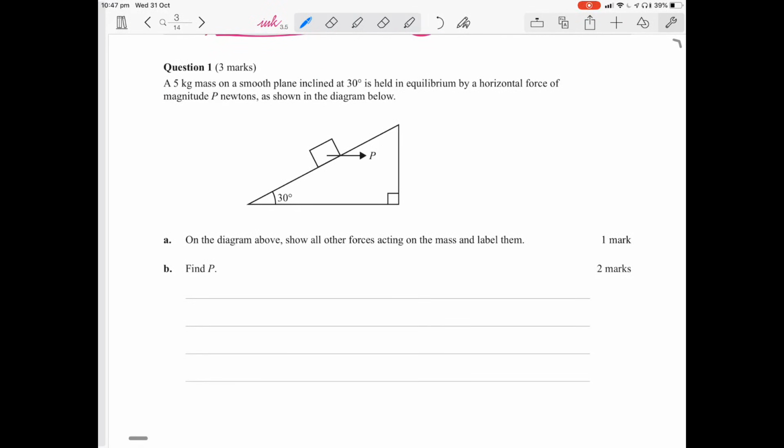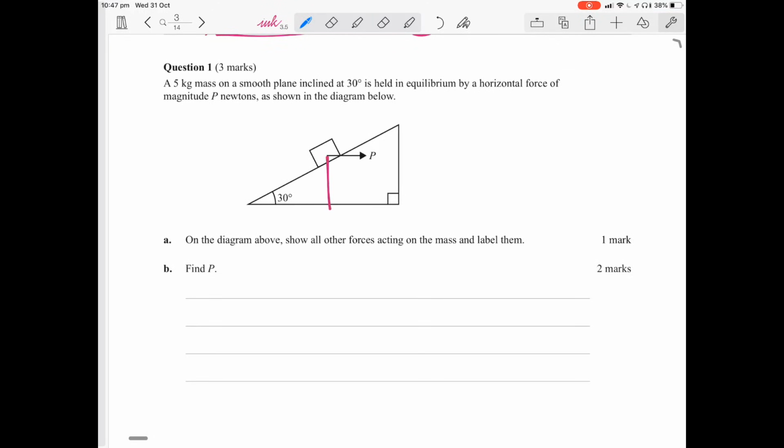Okay, so first one, 3-marker. A 5 kilogram mass on a smooth plane inclined at 30 degrees is held in equilibrium by a horizontal force, magnitude P newtons, as shown in that diagram. On this diagram, show all other forces acting on the mass.